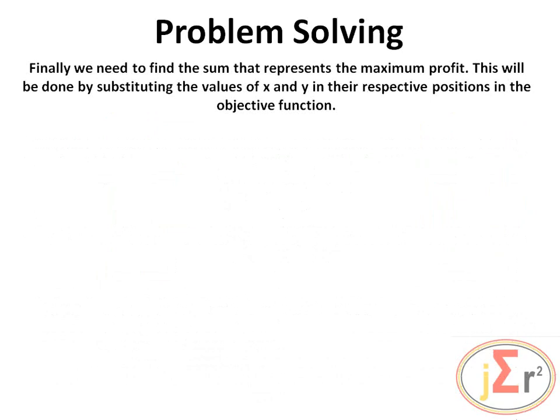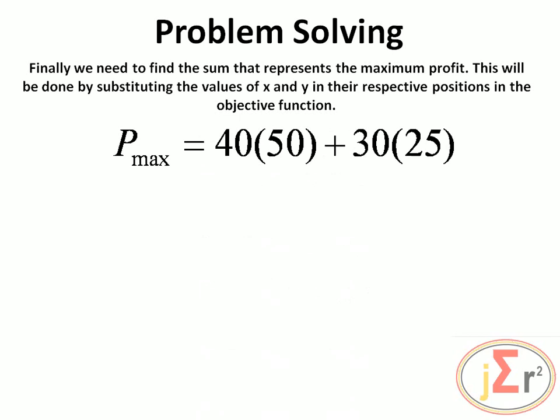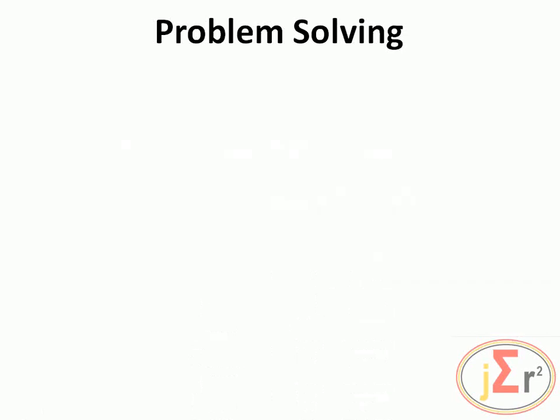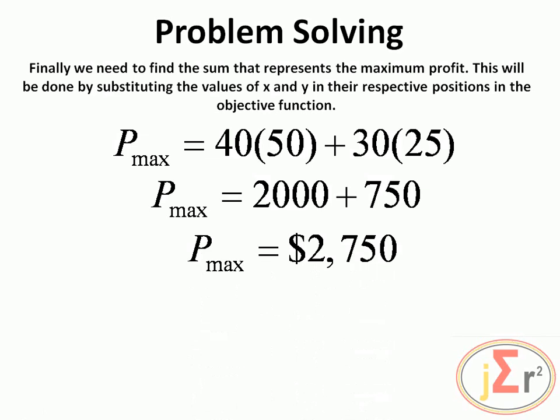Finally, we need to find the sum that represents the maximum profit. This will be done by substituting the values of x and y in their respective positions in the objective function. So that is our objective function, and we know that we are dealing with the point (50, 25). So we put the ordinates in their respective places, and the result is $2,750, and that is the maximum profit.